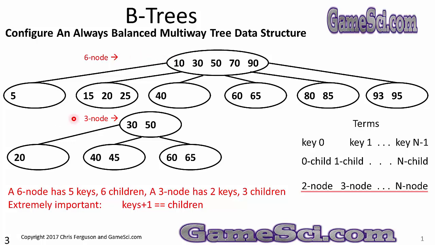A 3 node has 2 keys and 3 children. 1, 2 keys, 1, 2, 3 children. That's a 3 node. It's extremely important that you understand that keys plus 1 equals children. If I have 2 keys in a node, it's 3 children. If I have 5 keys in a node, 6 children.